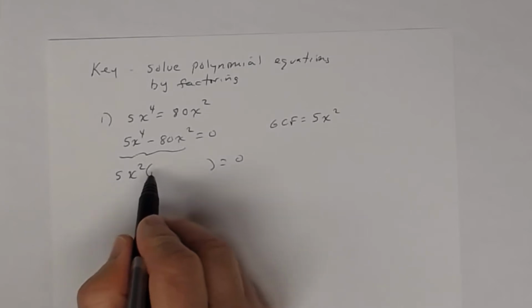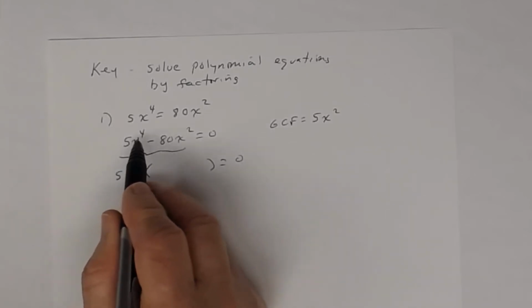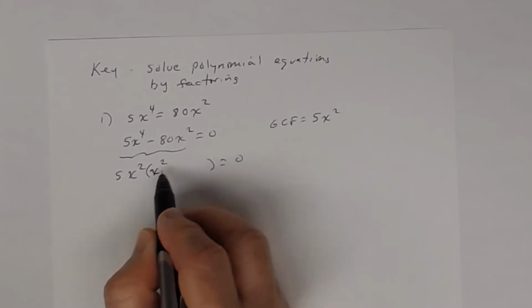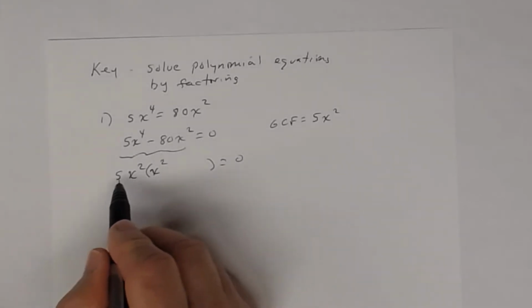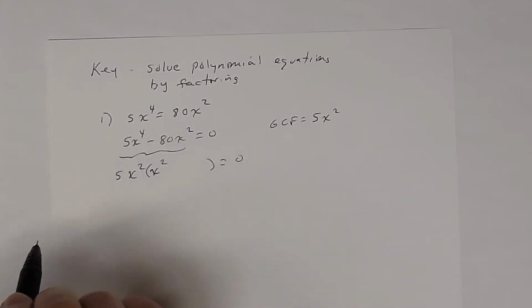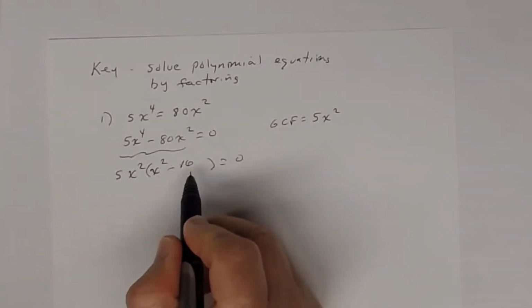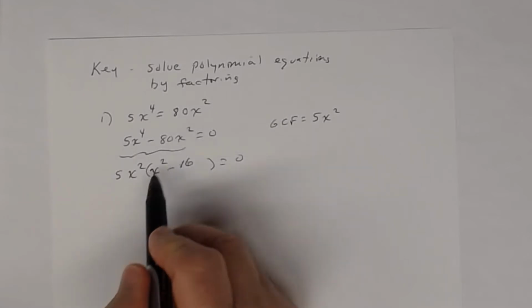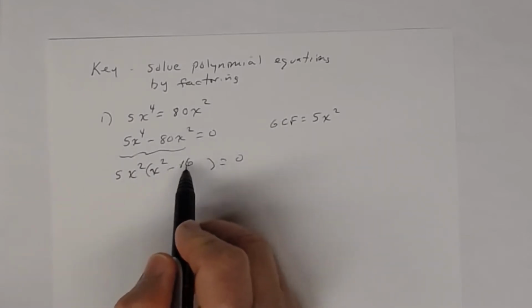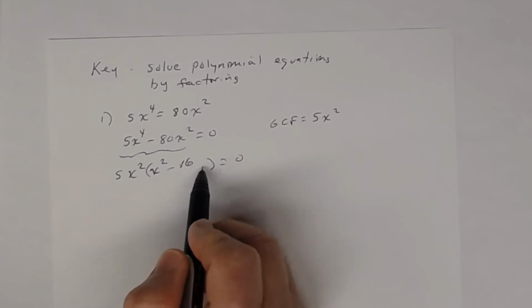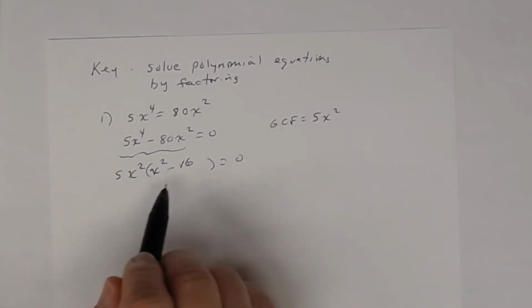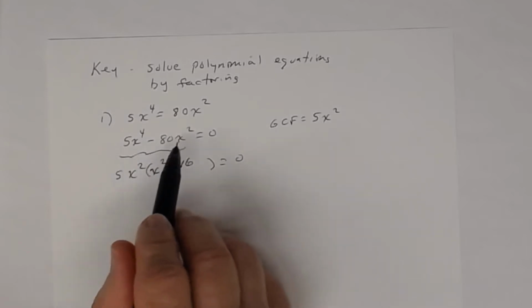So 5x squared times what will be 5x to the fourth? You know that's going to be x squared, because if you distribute, 5x squared times x squared is 5x to the fourth. Minus, and then 5 times what is 80? If you can't do that in your head real quick, you just say 80 divided by 5, right? 80 divided by 5 is 16. Now, notice that I'm factoring out an x squared, so there are no factors of x that go here. So this right here is the factorization for that.